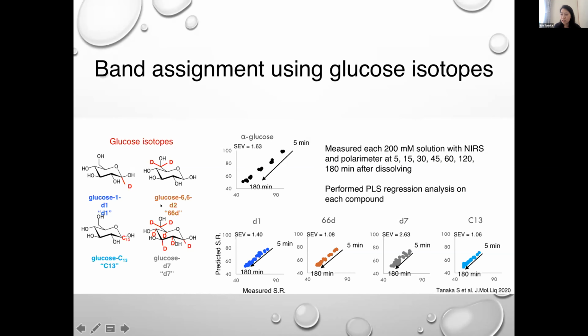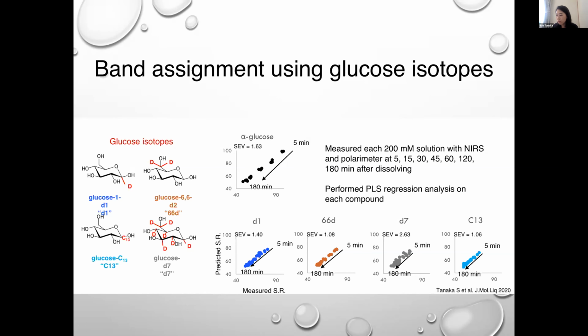Glucose that has two deuteriums in the exocyclic carbon is called 6,6-D. And the glucose in which the C1 carbon is replaced with 13 carbon is called C13. D7 is where all of the CH are replaced with CD.